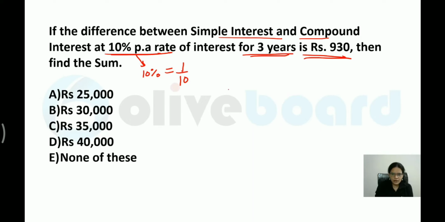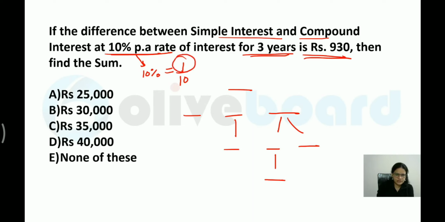You can express 10% as 1 by 10. Now let me draw the diagram for 3 years. This is how your diagram will look. I told you whenever the difference is given, you start with the end part. So this will become 1 over here. Now you are writing 1 by 10 for this, so this will become 10, 10 and 10. Again I will be writing 1 by 10, so this will become 100, 100 and 100. And the last value would be 1000 units.